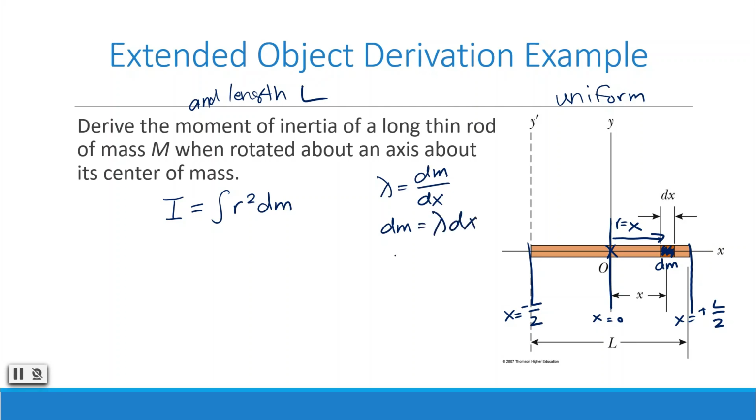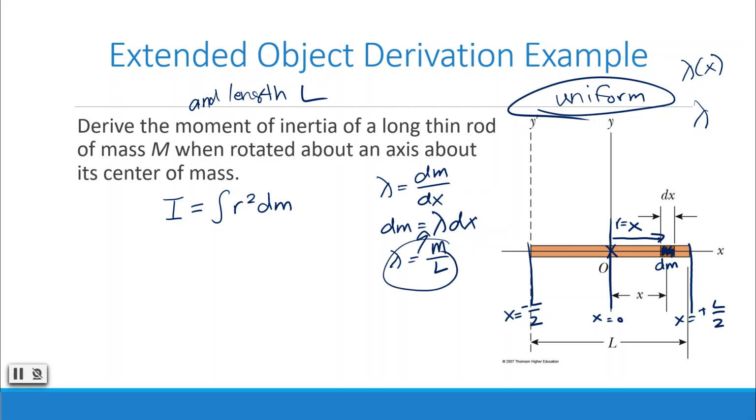I'm also going to assume that lambda is equal to m over L because I'm going to assume that it's uniform. If not, remember they can give you a function, lambda of x, to substitute in instead. Or maybe they'll just say lambda is a variable that you know, at some density lambda, that you could just keep in there. So I'm going to sub that in right up here. So I'm going to get dm is equal to m over L times dx.